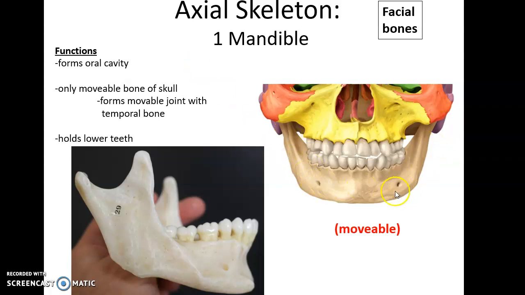Mandible, the jawbone. It's the only movable bone of the skull. It helps to form the oral cavity, holds our lower teeth, and articulates with the temporal bone to give us that movable joint so that the mandible can elevate and depress.